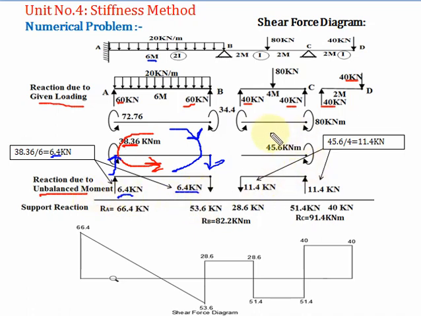Now here the moment is what? 34.4 in anti-clockwise direction, here it is in clockwise direction, the value is 80. So the higher value in these two is what? 80. So the unbalanced movement will have the sign of the movement which has the higher value. Okay, so here the unbalanced movement will be in anti-clockwise direction. Okay, now 80 minus 34.4, so we'll get the value 45.6.